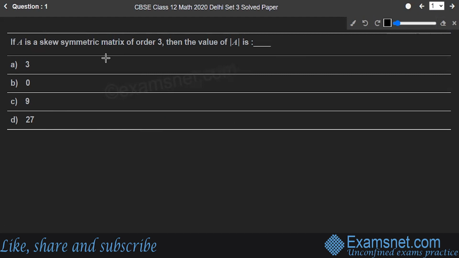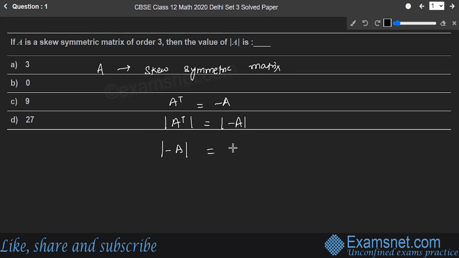Let's start. If A is a skew symmetric matrix of order 3, then what is the value of A's determinant? Since A is a skew symmetric matrix, that means A transpose is equal to minus A, and determinant of A transpose will also be equal to determinant of minus A. And you know one thing, determinant of minus A is equal to minus 1 raised to power n into determinant of A, where n is the order of the matrix.